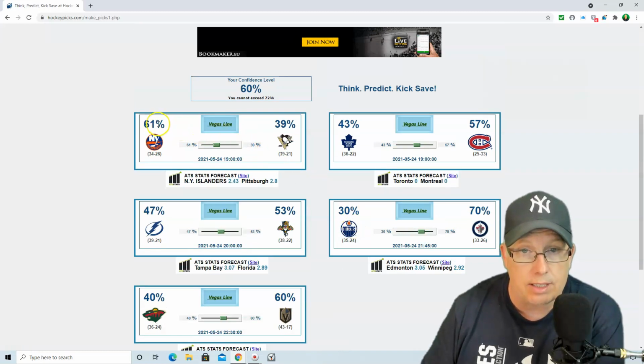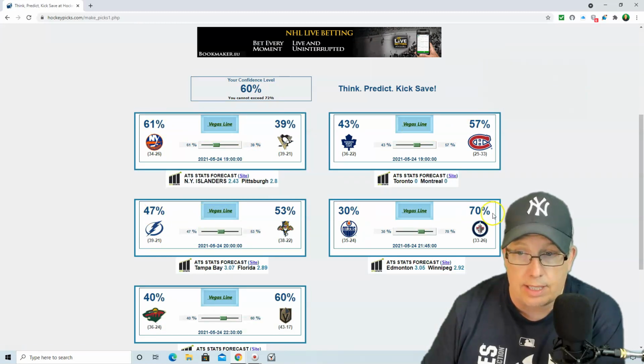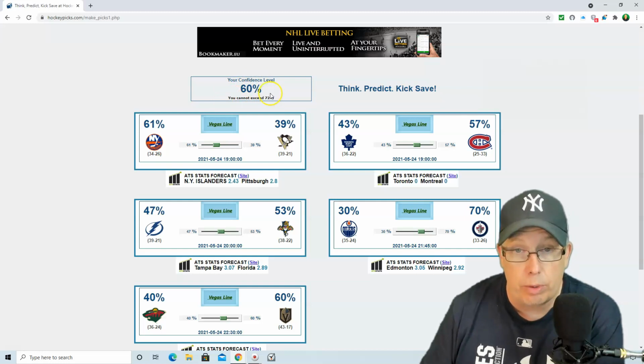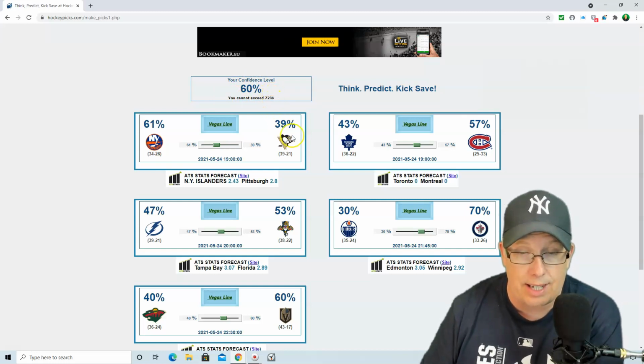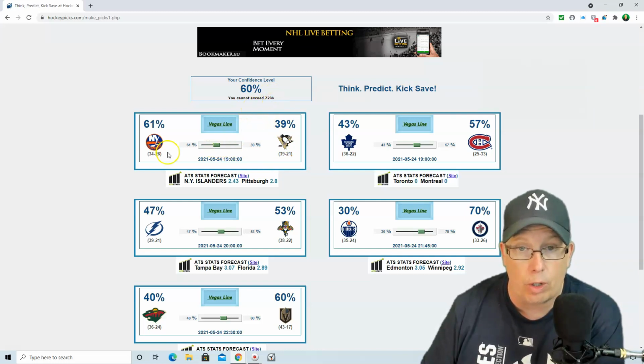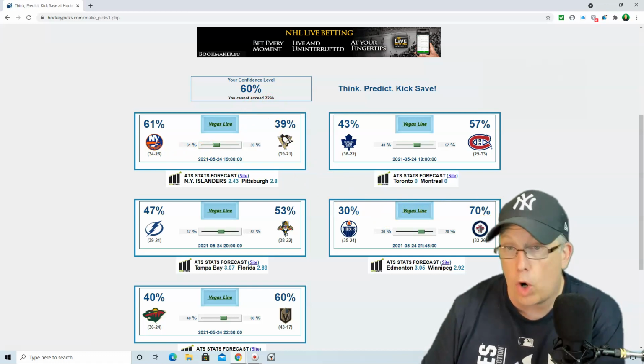So you can see I got 61, 57, 53, 70, and 60% in my selections. And you can see my overall confidence level is at 60%. And it says here you cannot exceed 72%. The reason why I put 72% as a number is because if we just don't put a number, people are going to go 100%. And then you're not going to get their true strongest play, right?